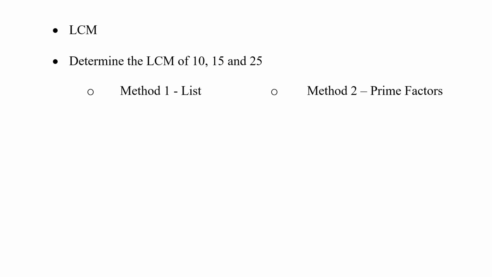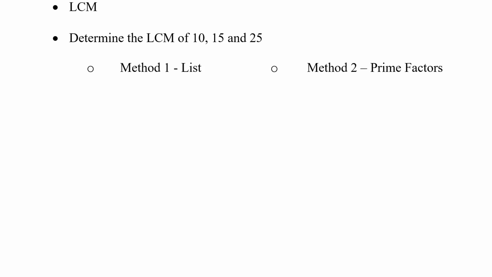And again, we have two methods here, a list method and using our prime factors. I would suggest you use whichever one works best for you. So I'm going to start by writing out my three numbers, 10, 15, and 25. I'm going to draw a hard line here so I know those are my numbers I'm dealing with. And now I simply have to list the multiples until I get the greatest common.